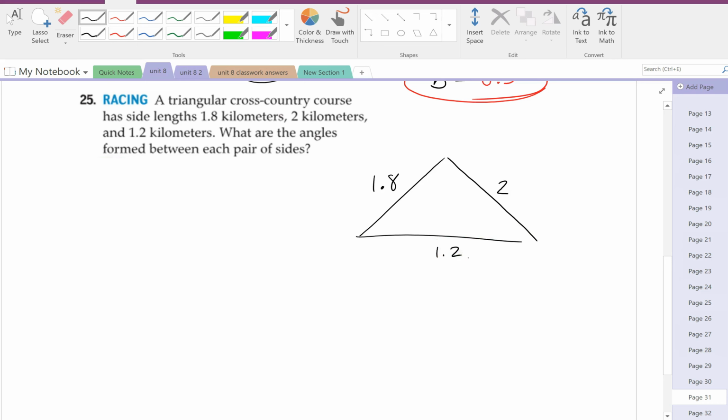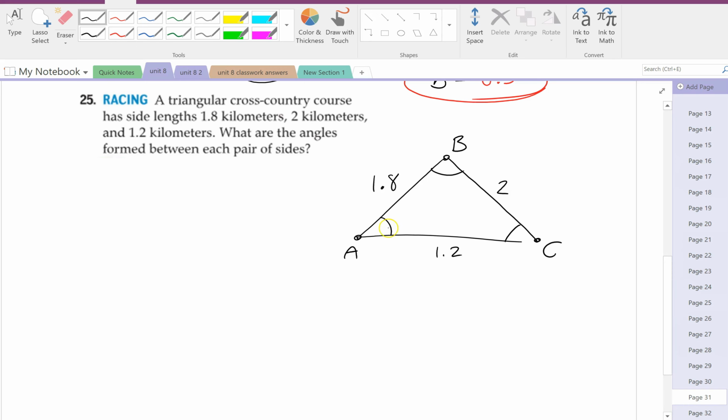Okay, so I know all three sides of this triangle, but I don't know any of the angles inside. So I'm going to label the vertices A, B, and C, and start figuring out what the angles are. I'm going to find 2 of the angles, and then subtract those 2 angles from 180 to figure out the third angle. But to figure out the 2 angles that I start with, I'm going to have to use the law of cosines.